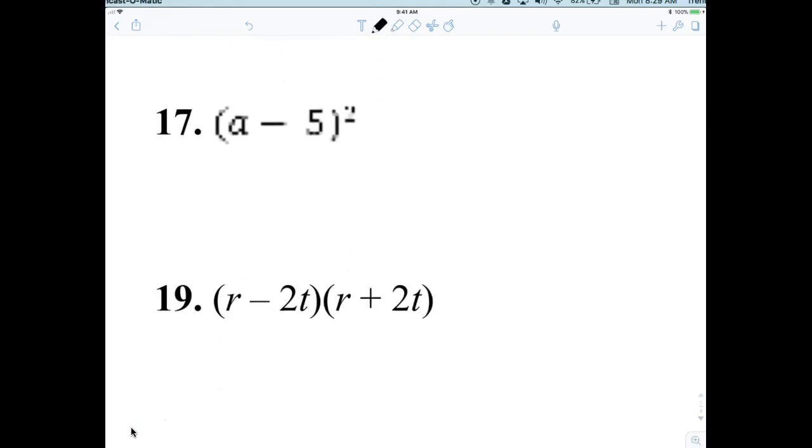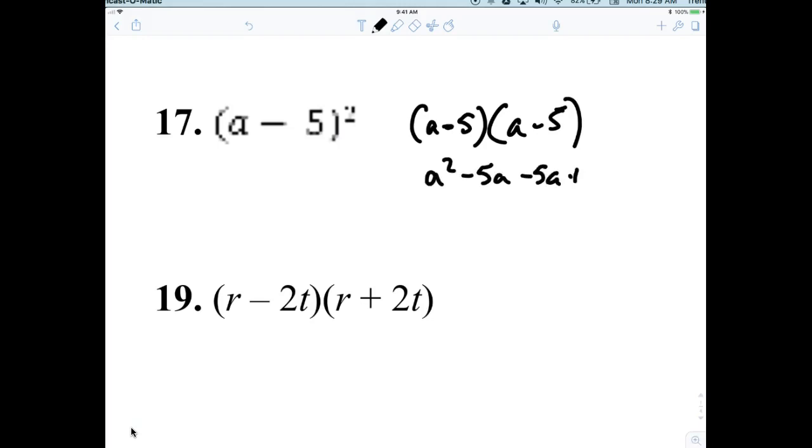Now, for 17, remember you have to write a minus 5 times a minus 5. So that was a squared minus 5a plus 25, because remember we did the smiley faces. We talked about that a bunch last week. So that's a squared minus 10a plus 25.